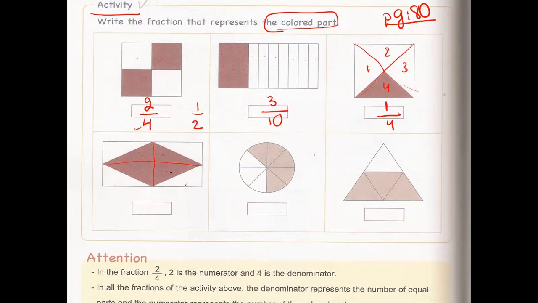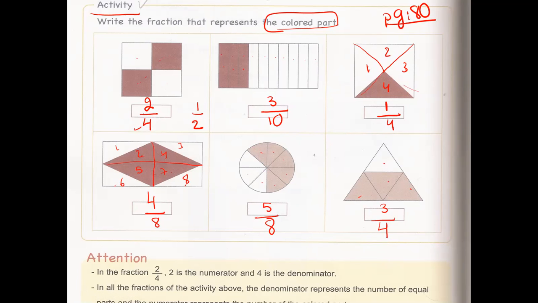How many parts did I color from these small triangles? I colored 4 out of 1, 2, 3, 4, 5, 6, 7, 8, out of 8. So 4 out of the total, which is 8. So pay attention to the parts, they should have the same size. Here, all of them are the same size. Let's count the colored. 1, 2, 3, 4, 5, out of 6, 7, 8. Here, the same size. 3 out of 4, which is the total.